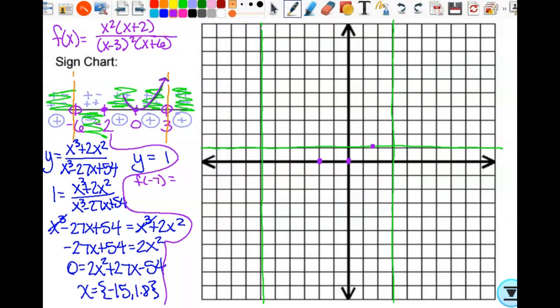negative 7 squared is 49 times negative 7 plus 2 is negative 5 over negative 7 minus 3 is negative 10 squared is 100. Negative 7 plus 6 is negative 1 times negative 1. All right, so I know that 5 goes into 100 20 times, and this is negative over negative, so I get 49 over 20.